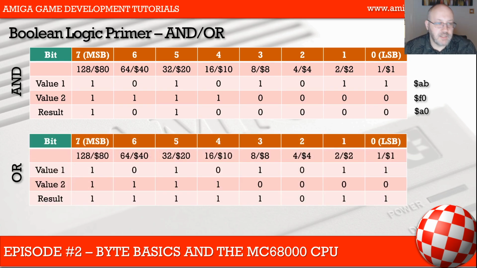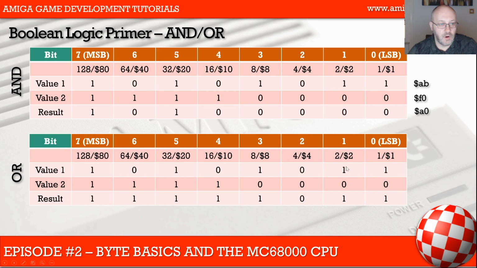OR works like this. OR works that if the value 1 is a 1 or the value 2 is a 1, then the result will be a 1. Okay, so let's run through that. So bit number 0, the least significant bit, we've got a 1 in value 1. That means the result is a 1. It's as simple as that.